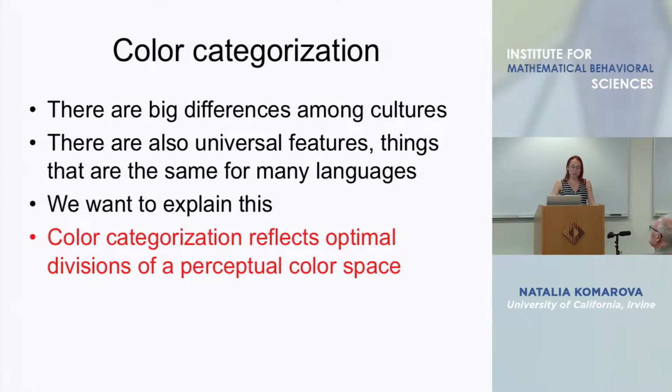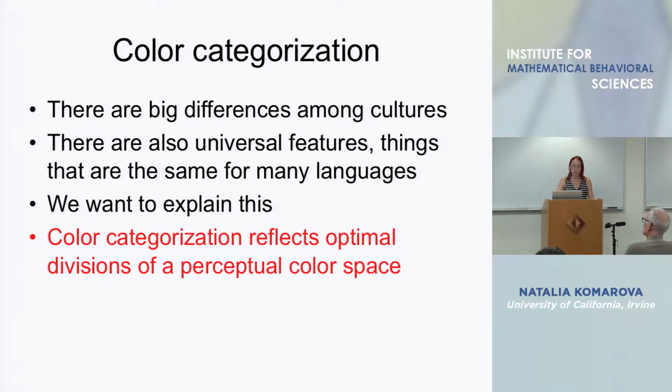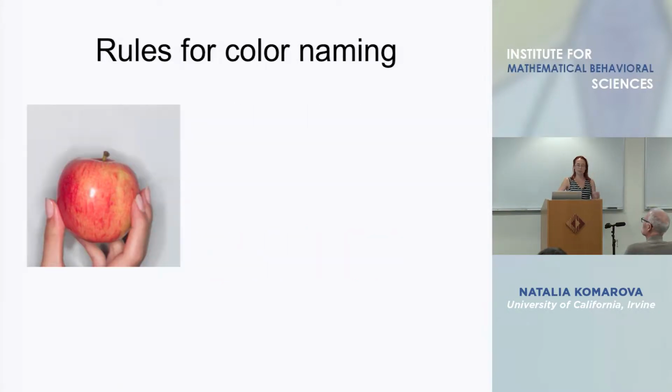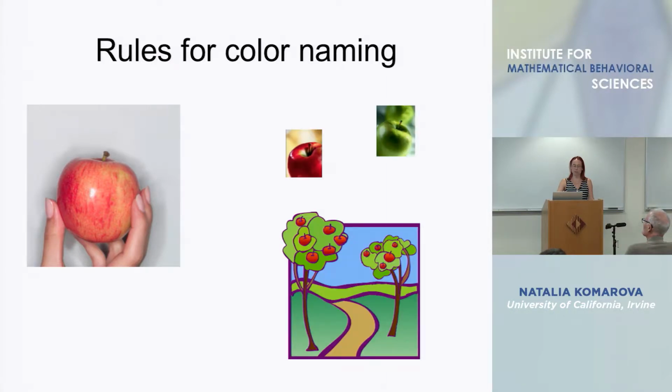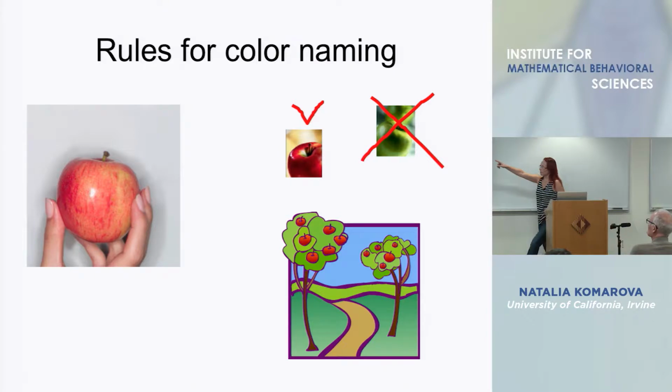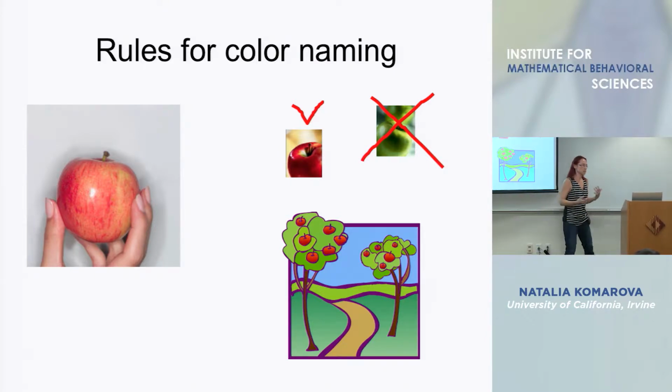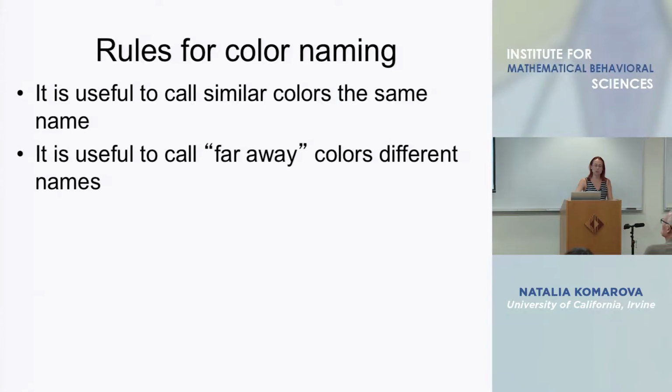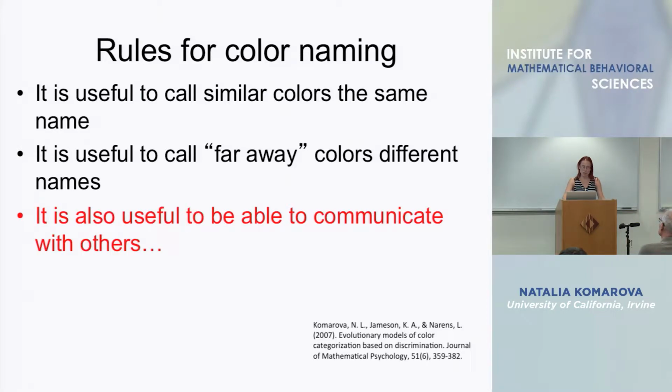One idea is that perhaps color categorization reflects optimal divisions of a perceptual color space. It's just not necessarily clear what we are trying to optimize. So here's an idea of what we could be optimizing. If I ask you to bring me an apple of this color, you will not be able to do it because there's an infinite number of colors. But if you bring me that, that's probably OK. And this is not OK, right? It's not the same color. So it is useful to call similar colors the same name, and it's useful to call faraway colors different names. And it's also useful to communicate about colors.